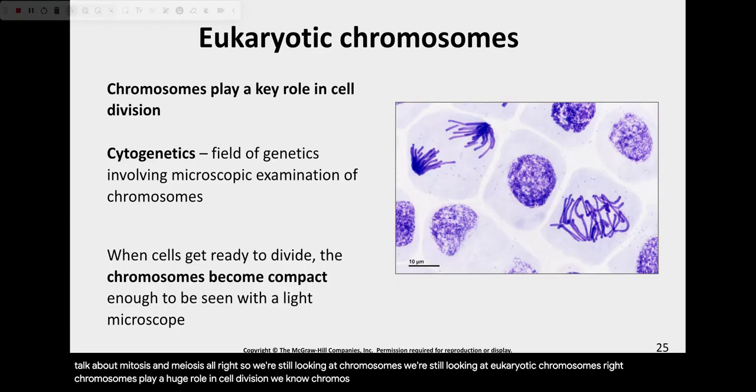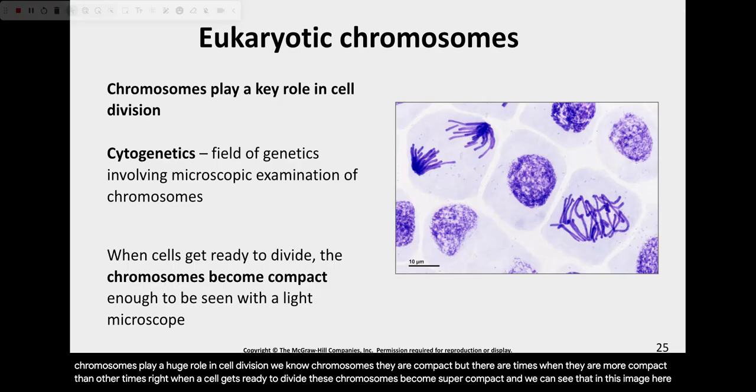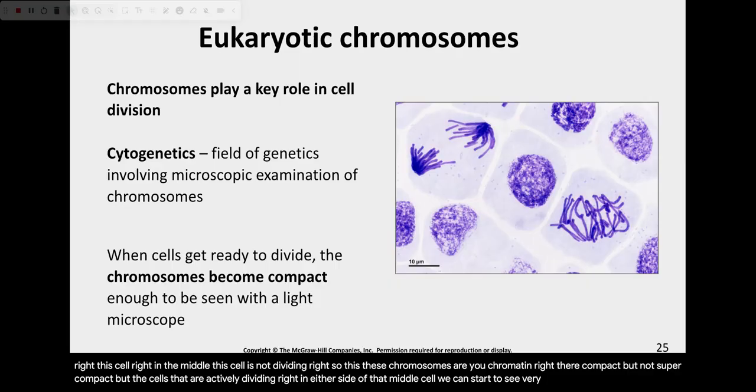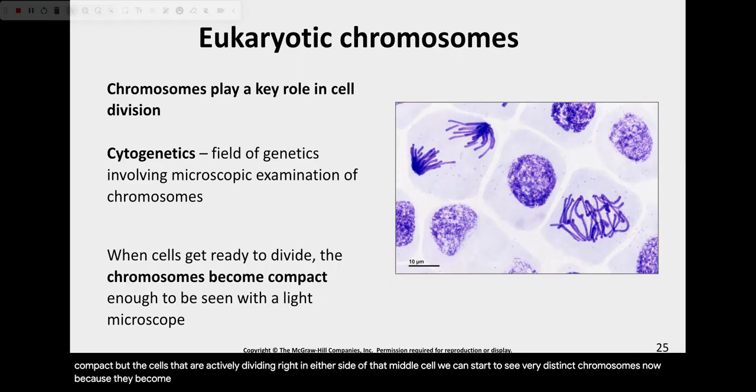We know chromosomes are compact, but there are times when they are more compact than other times. When a cell gets ready to divide, these chromosomes become super compact. And we can see that in this image here. This cell right in the middle is not dividing. So these chromosomes are euchromatin. They're compact, but not super compact. But in the cells that are actively dividing, on either side of that middle cell, we can start to see very distinct chromosomes now because they become super compact, because they are now heterochromatic.